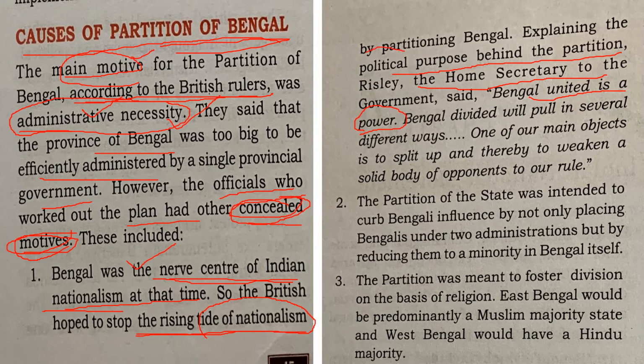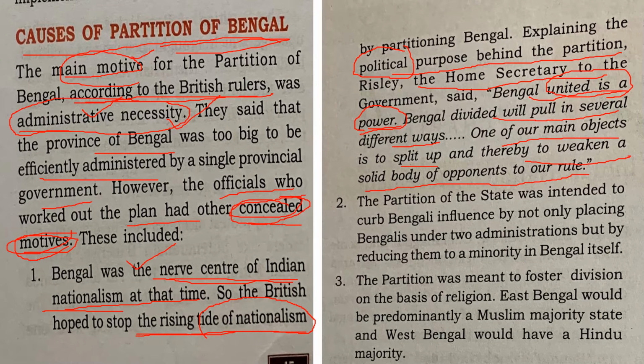The political reasons for dividing Bengal: if Bengal is united, if both the eastern and western provinces are united, it is very powerful. Bengal divided will pull in several different ways. So if they divide Bengal, it would be very beneficial to the British politically. One of our main objects is to split up, thereby to weaken a solid body of opponents to our rule. So as I told you, same reason.